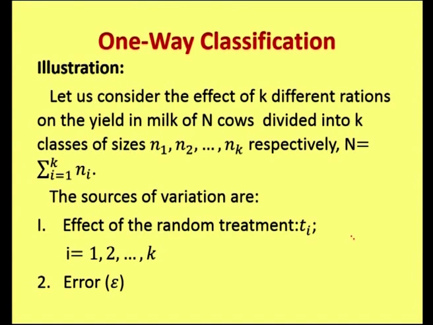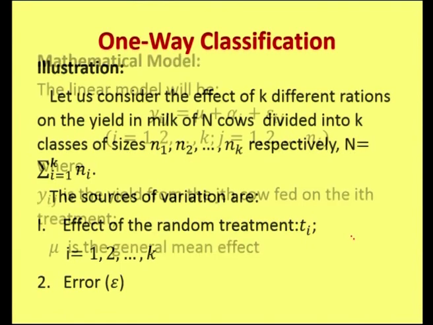So, here the sources of variation, that is the variation of milk yield, are due to different components. Here we have the different types of components. Number 1, the effect of the random treatment Ti, since here we have k different rations, i ranges from 1 to k, and the second factor is error.